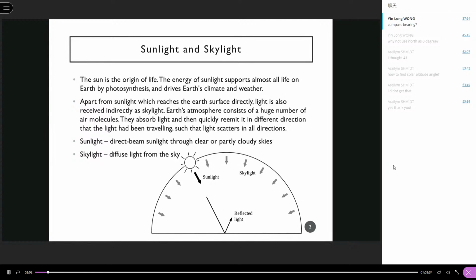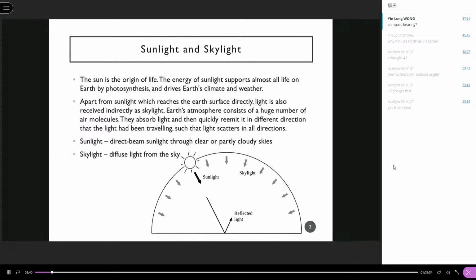Okay, so apart from sunlight, which reaches the Earth directly, light is also received indirectly as skylight. So we have an atmosphere. And the atmosphere consists of many different types of gas and water vapor. So these gases will absorb and re-emit the light. Okay, so without the atmosphere, it will be very cold at night, and then in the daytime we have a very strong sun. But now we have the atmosphere.